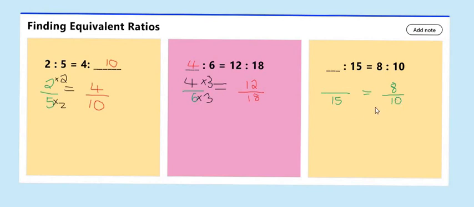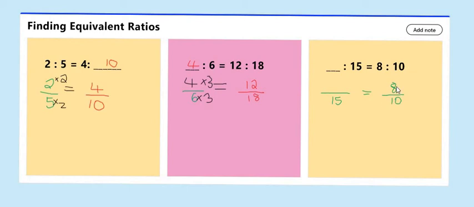Now, in this example, we don't have any missing values in the denominators. So we have both values for the denominator. Then you're going to ask yourself, what times 15 gives you 10? Now, if this problem is difficult for you, if you cannot find a number that when you multiply 15 gives you 10 or vice versa, here is the trick.